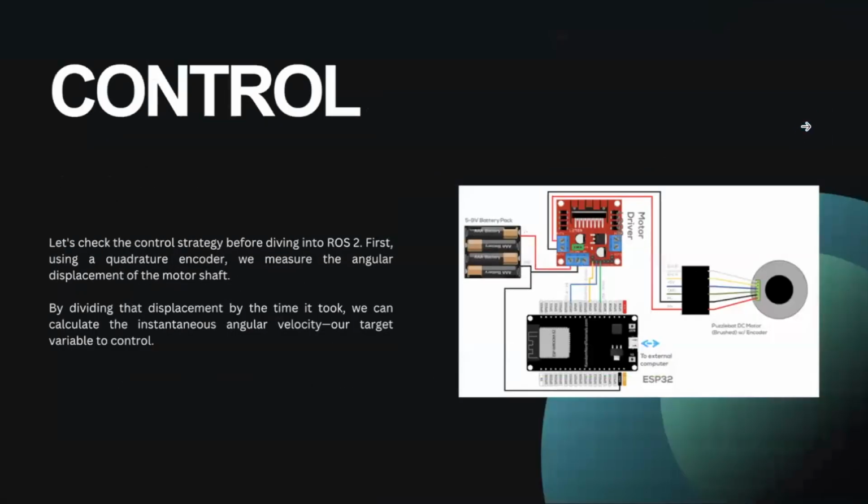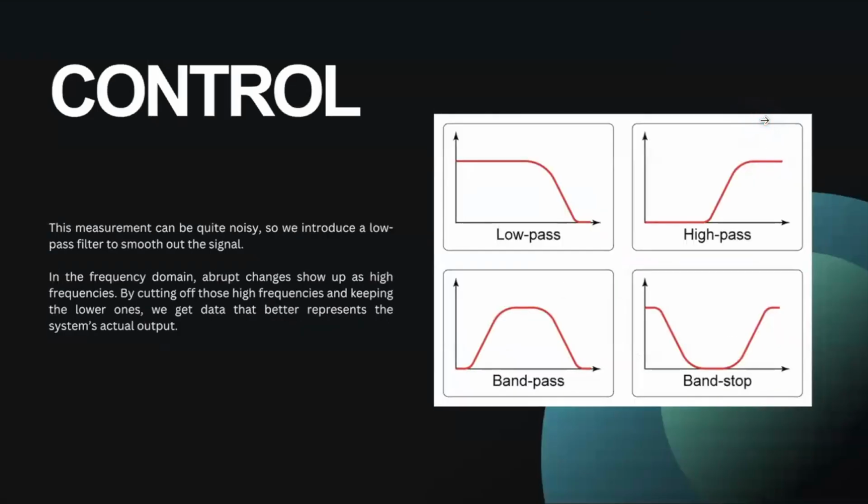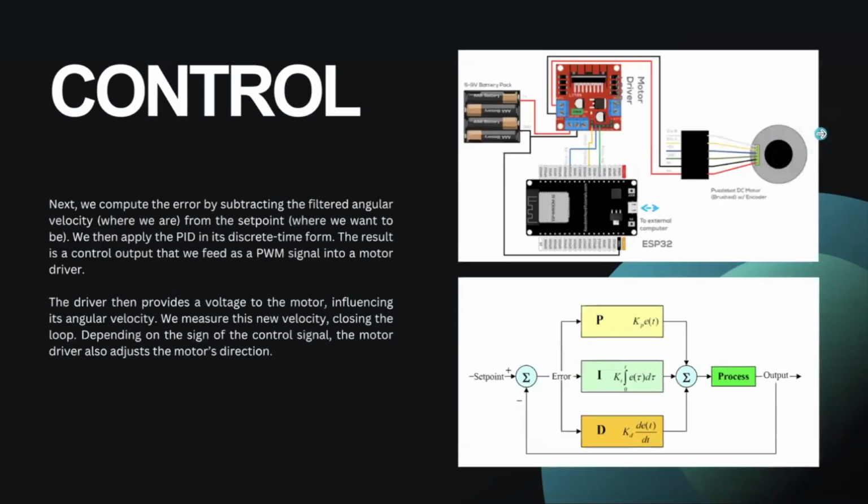Okay, control. Let's check the control strategy before diving into ROS2. First, using a quadrature encoder, we measure the angular displacement of a motor shaft. By dividing the displacement by the time it took, we can calculate the instantaneous angular velocity, our target variable to control. This measurement can be quite noisy, so we introduce a low-pass filter to smooth out the signal. In the frequency domain, sudden output changes show up as high frequencies. By cutting off those high frequencies and keeping the lower ones, we get data that better represents the system's actual output. Next, we compute the error by subtracting the filtered angular velocity, or where we are, from the set point, where we want to be.